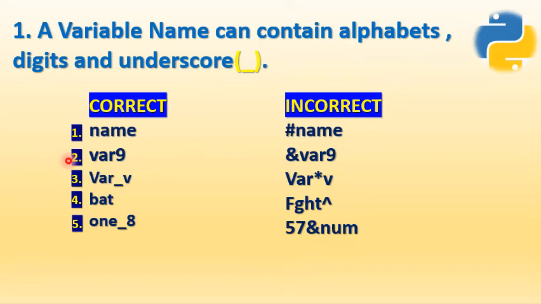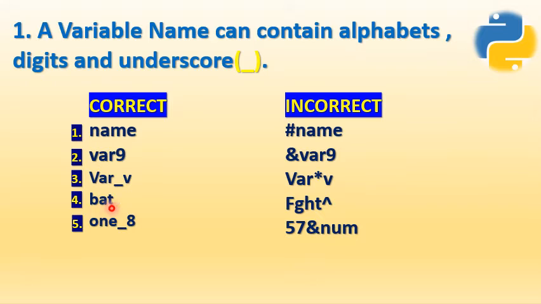See my second example. Here I used var9, where var9 is my variable name. So it has alphabets and digits, and it is acceptable. In the incorrect one, I used &var9. What is wrong with it? Again, a special character is not allowed. Then my third example, var_v. Here my variable name includes alphabets and an underscore, so it is allowed. But here I used var*v. This asterisk is a special symbol which is not allowed. That's why it is incorrect.